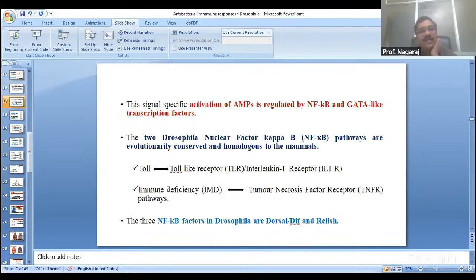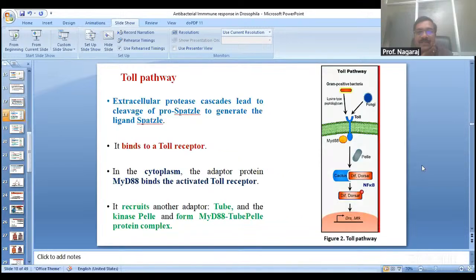We also have the immune deficiency pathway that we see in the fly, IMD, and the same mechanism is seen in the tumor necrosis factor receptor pathways in higher organisms. The 3 NF-kappa B factors identified in Drosophila are Dorsal, Dif, and Relish. The pathway gets activated during the immune response when infection reaches the fly.